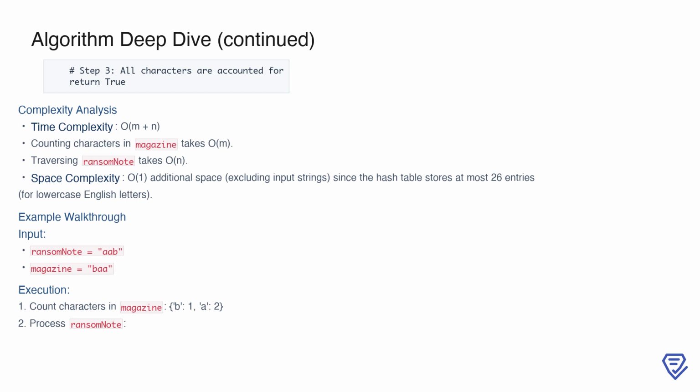Regarding complexity, we achieve O(m + n) time complexity, as counting characters in magazine takes O(m), and traversing ransomNote takes O(n). The space complexity is O(1) in terms of additional space, as the hash table stores at most 26 entries for lowercase English letters. This ensures the algorithm is both time efficient and space efficient, making it suitable for large inputs.